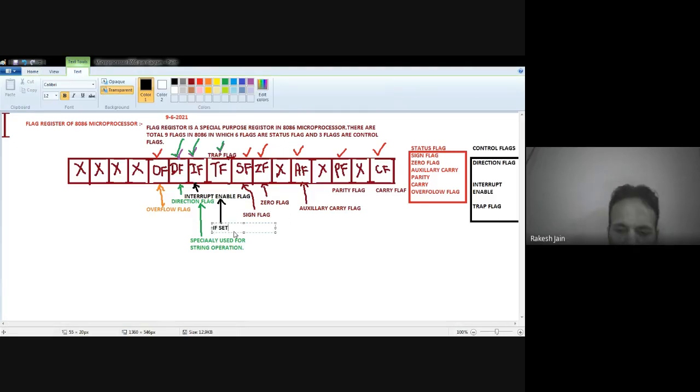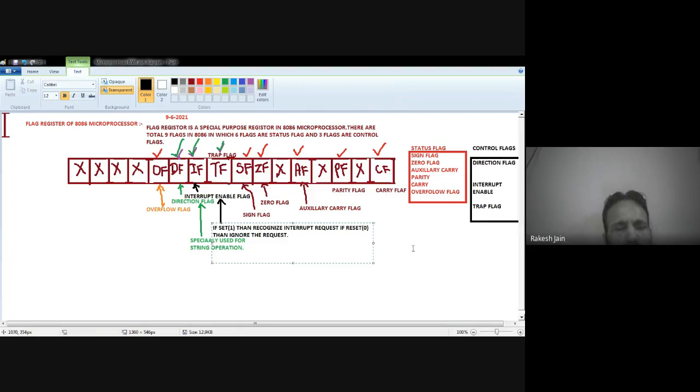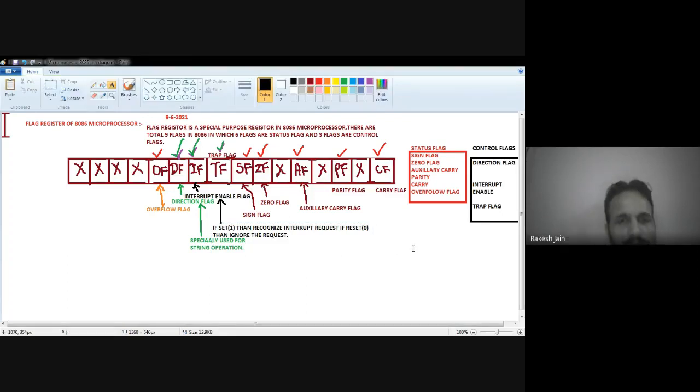If set, it means one, then recognize the interrupt request. If reset, it means 0, then ignore the interrupt request. So it depends on the set and reset condition of this interrupt flag whether it ignores or recognizes the request.